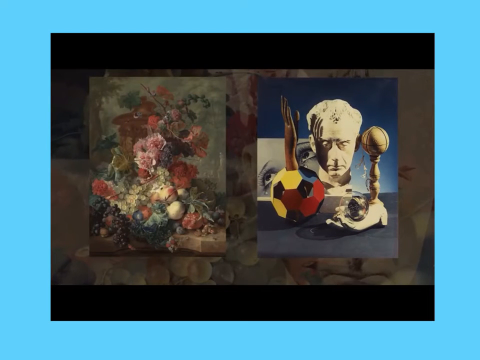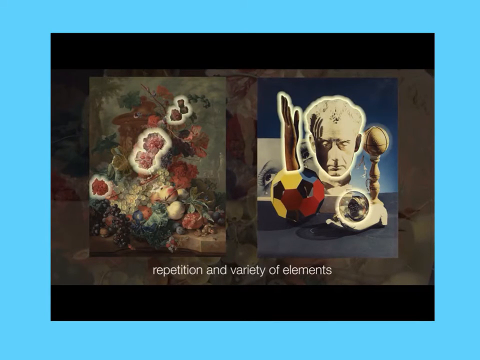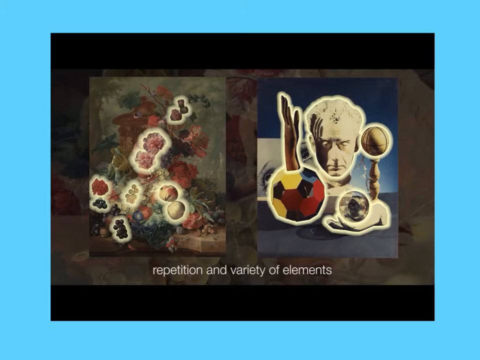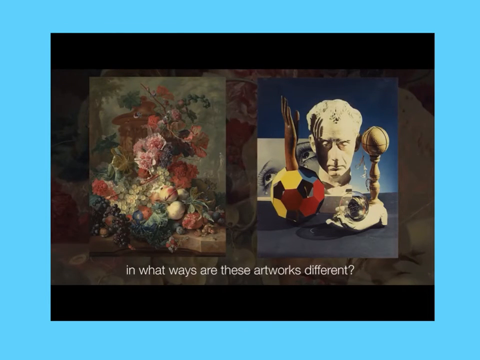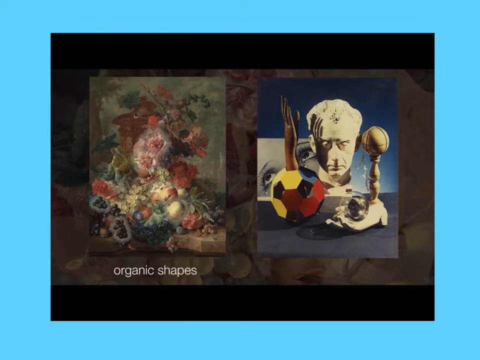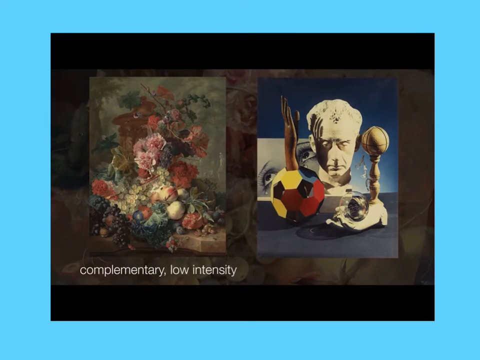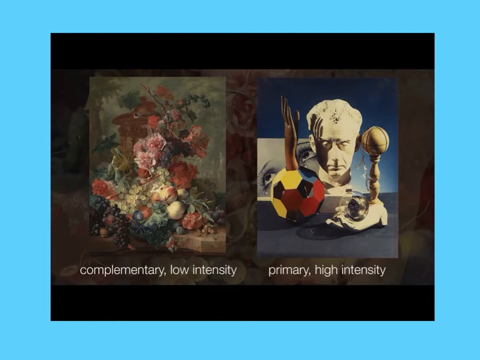Now that we have described these artworks, let's consider what they have in common. Both use repetition and variety of elements to make the pictures seem active and unified. In what ways are these artworks different from one another? The shapes in Fruit Piece are more organic than the geometric shapes in Still Life. The colors are complementary and low intensity in Fruit Piece, and primary and high intensity in Still Life.